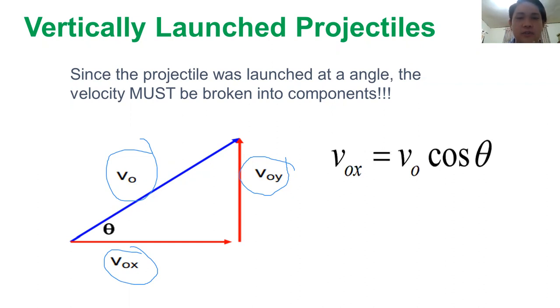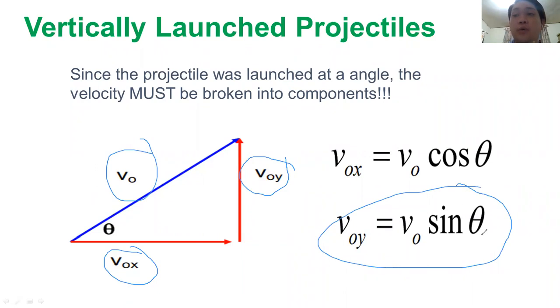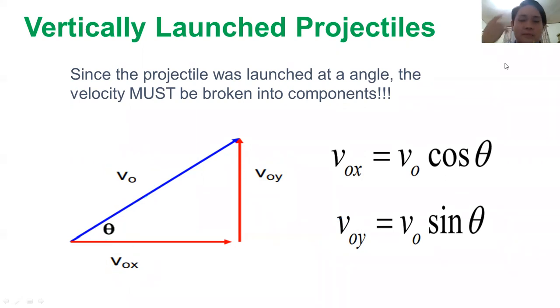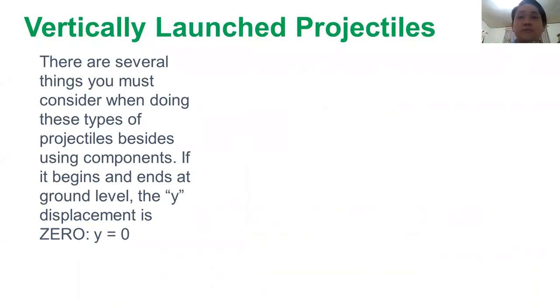If you want to find your vertical component, you will use this formula: V sub OY is equal to V sub O times sine theta. Theta here is your given angle. We discussed this one already, so you know how to use it, the Pythagorean theorem, or principle. Now, in vertically launched projectiles, there are several things you must consider.